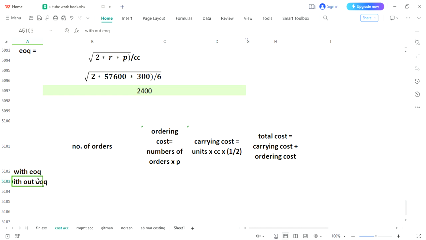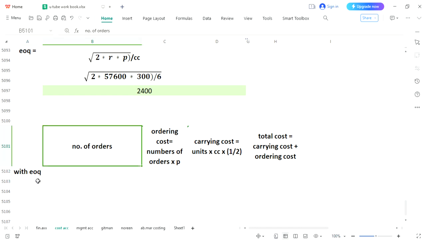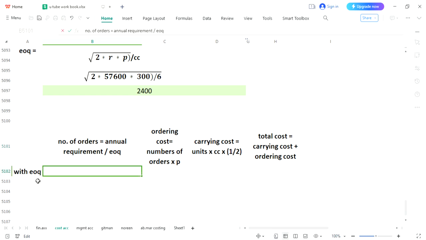First we will calculate with economic order quantity how many orders you will make. For that again we have a formula: annual requirement divided by EOQ units. So let's calculate number of orders in case of economic order quantity.